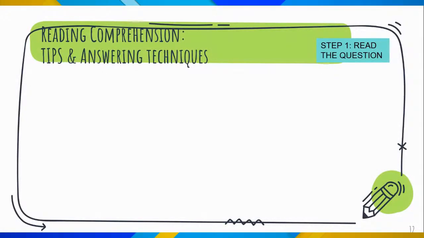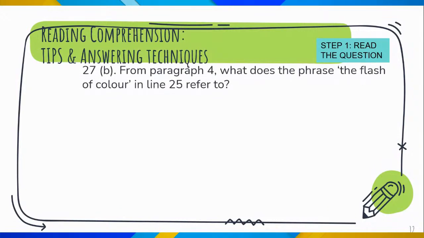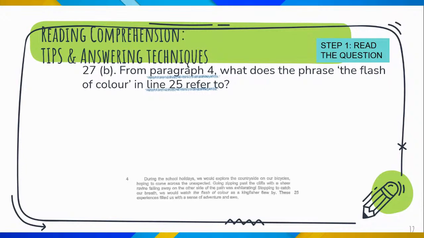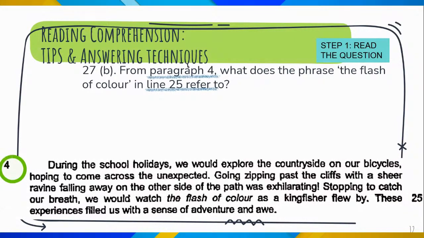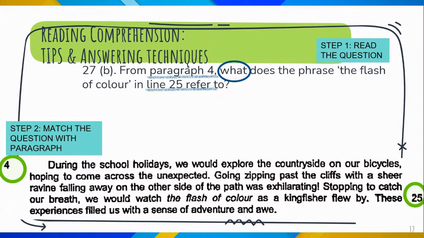The first step is that we need to read the question. Now you're looking for answers in paragraph 4 and line 25. So compared to the previous questions, now you're looking for two things: the paragraph and also the line. So that is your paragraph and that is your line. You have to be careful when you are answering this question because you need to focus on these two. If you didn't, then it's very difficult for you to locate the answer. And then the WH question in this case is back to what?